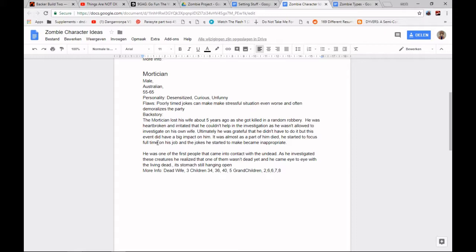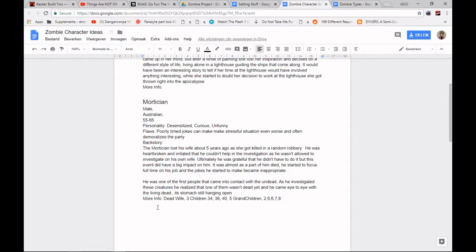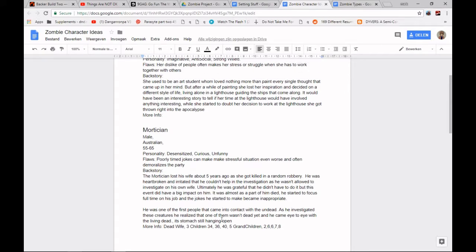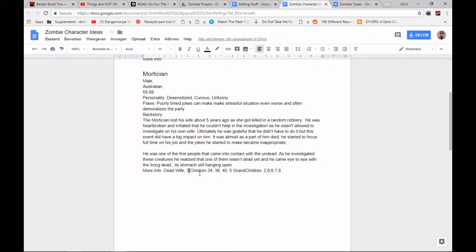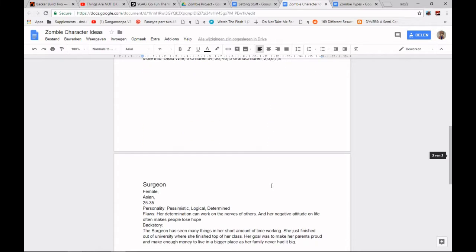He was one of the first people that came into contact with the undead. Oh, I didn't write more info here. As he investigated these creatures, he realized that one of them wasn't dead yet and came eye to eye with the living dead, its stomach still hanging open. Now he has a dead wife, 3 children aged 34, 36, and 40, and 5 grandchildren at the ages of 2, 6, 6, 7, and 8.